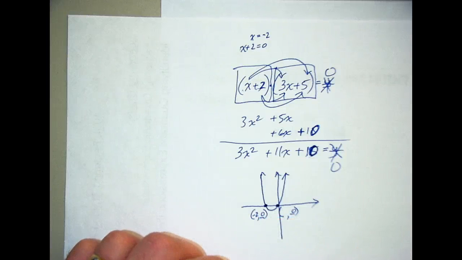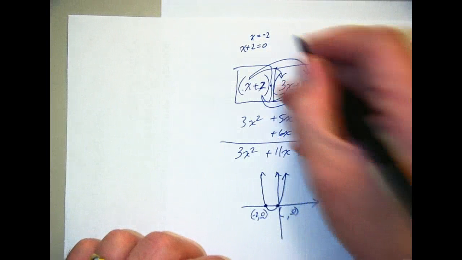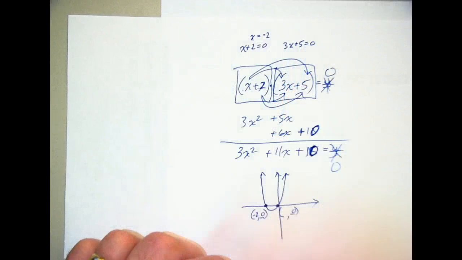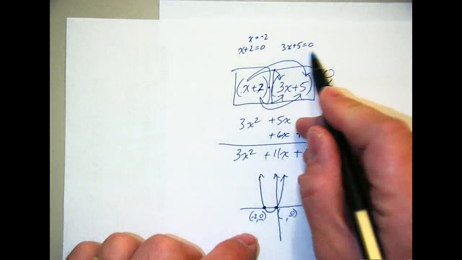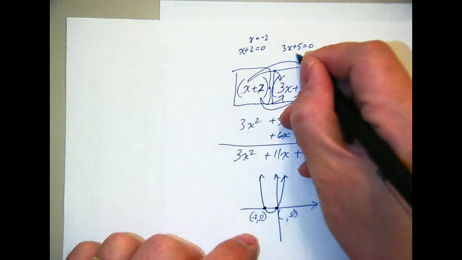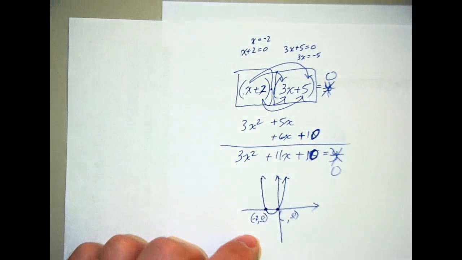How many are with me? Okay, this right here. If I make 3x plus 5 equals 0, how do I solve that? What do I do first? Yeah. Take away 5. So now I have 3x equals negative 5. And now what do I do?